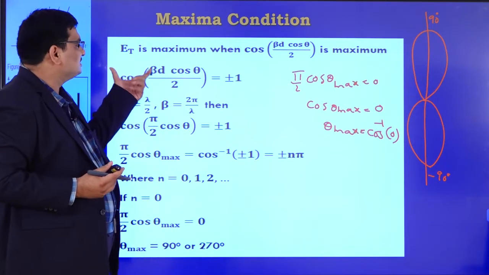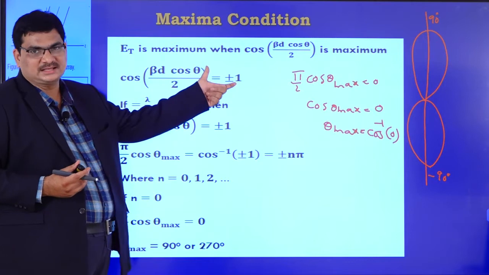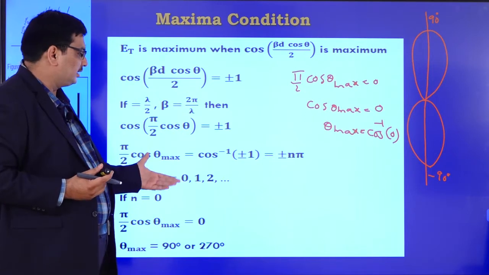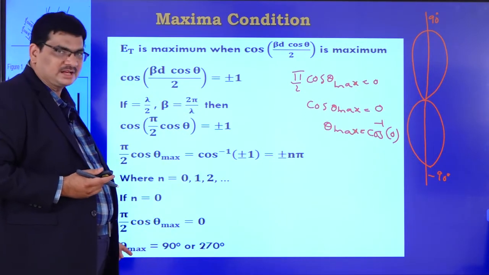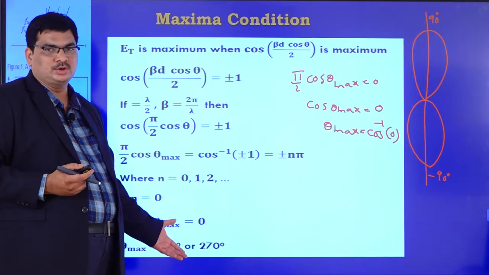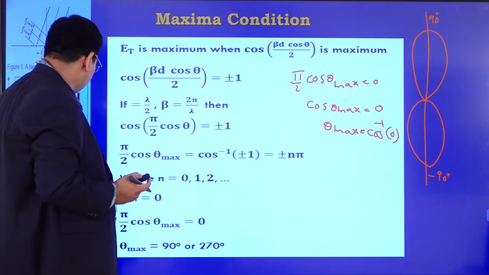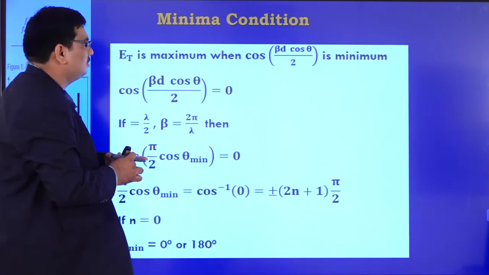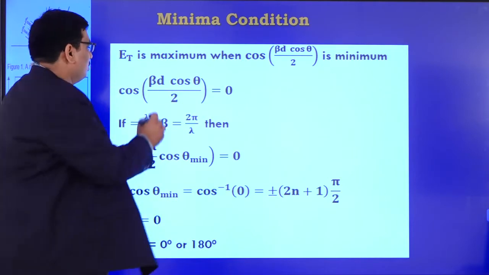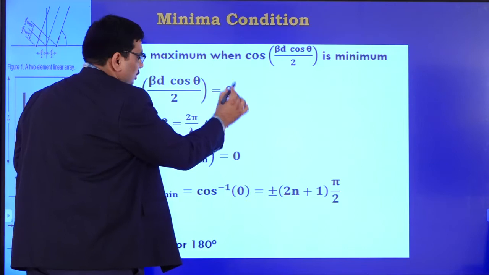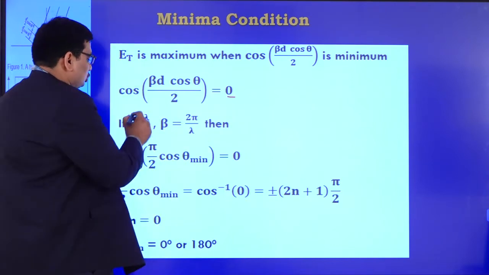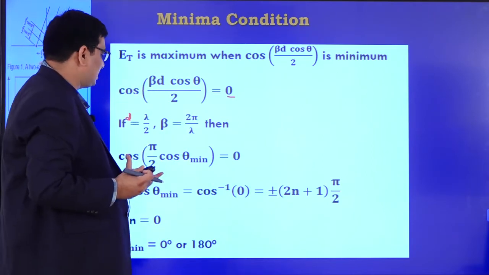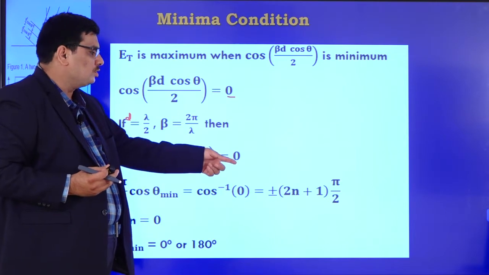What we are doing is just equating your phase term to plus or minus 1, substituting your beta value and d value, rearranging the terms and finding out your theta max value in terms of degrees, that is 90 degrees or 270 degrees. So, the minimum condition. When we are getting the minimum condition, your phase term is equal to 0, cos(beta d cos theta / 2) is equal to 0. So, substitute the same, d equal to lambda by 2 and beta equal to 2 pi by lambda. Again what we are getting, cos(pi by 2 cos theta minimum) is equal to 0.